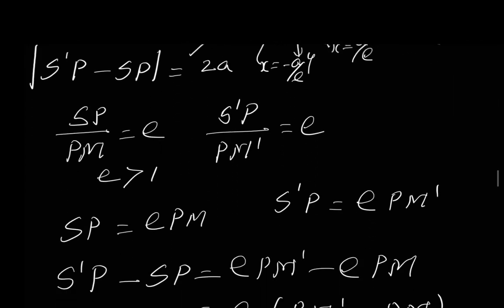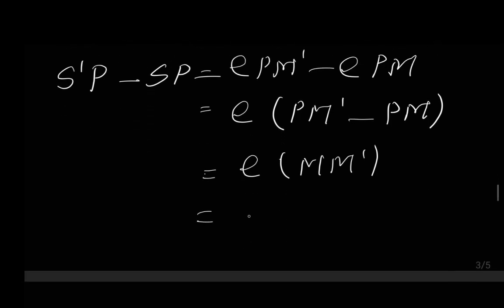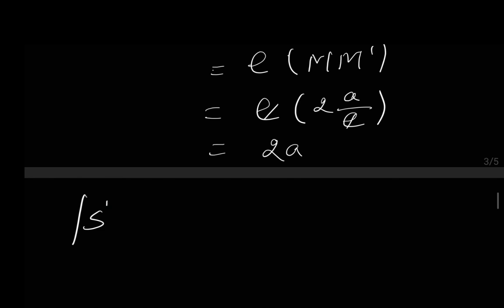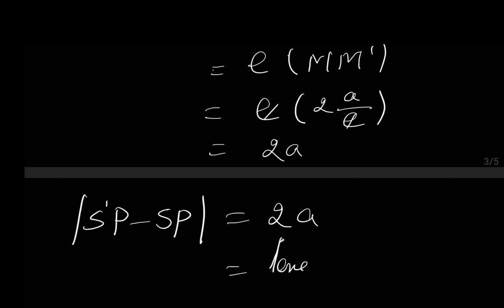So A by E plus A by E, that is 2 times A by E. So E gets cancelled, so you will get 2A. So the absolute value, it is positive only. S dash P minus SP is equal to 2A. That is the length of the transverse axis.